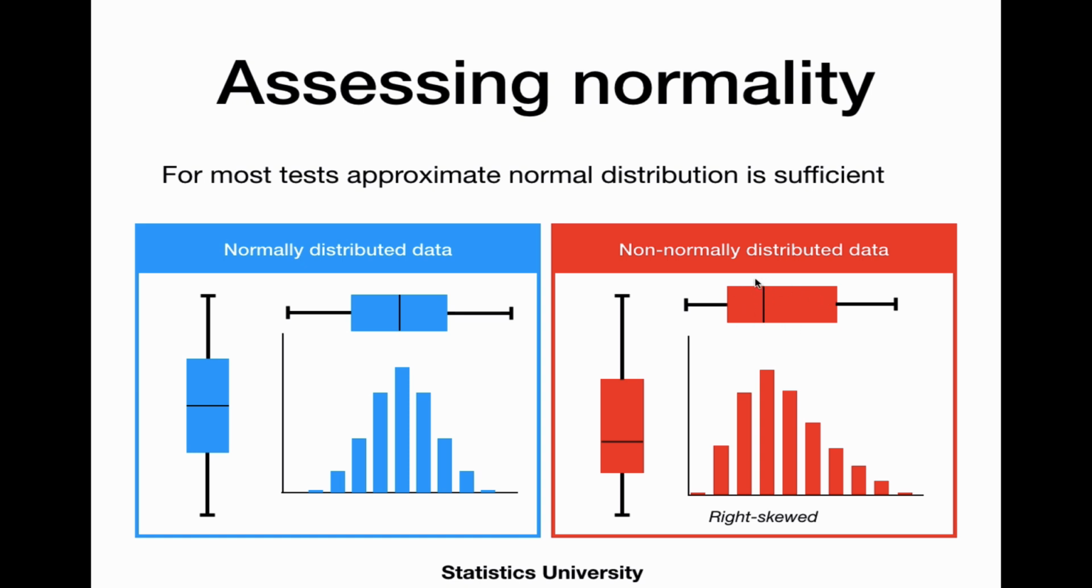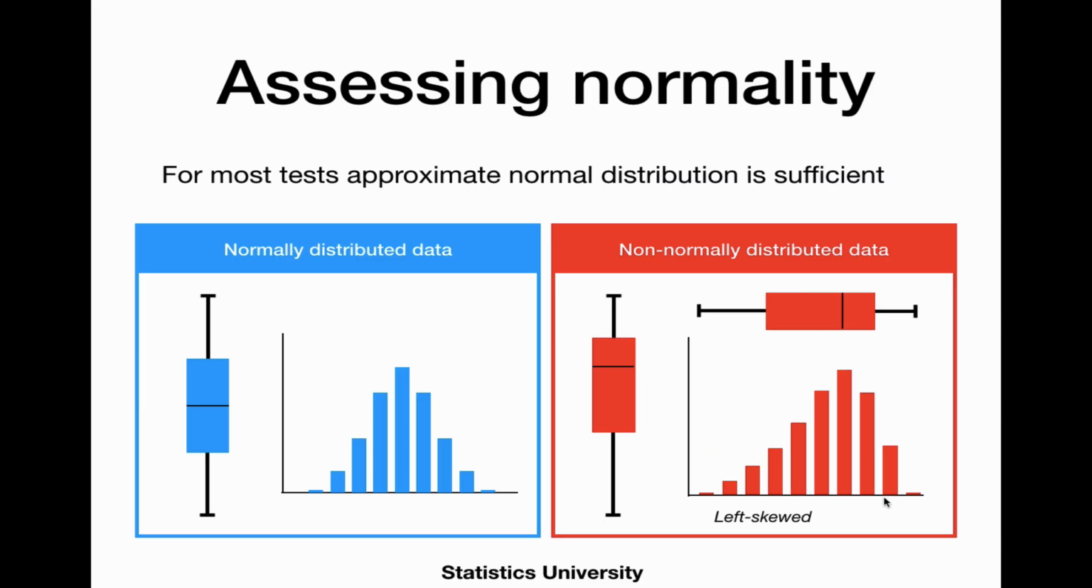So that means that most of the data will be found around this area, but there's still some data on the right side of the graph. And that means that this variable is right skewed, or in other words, positively skewed.